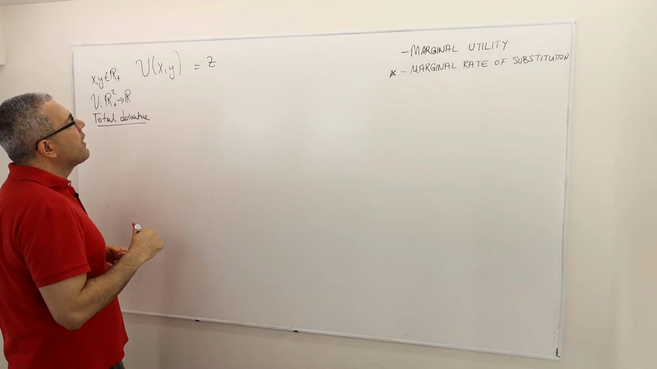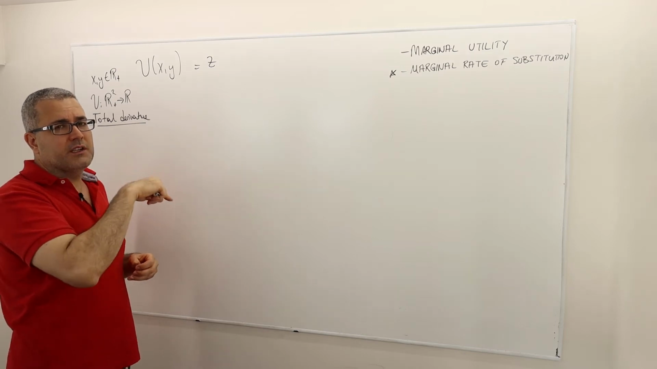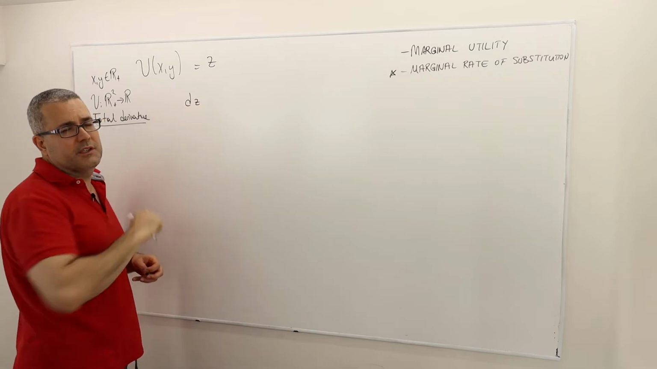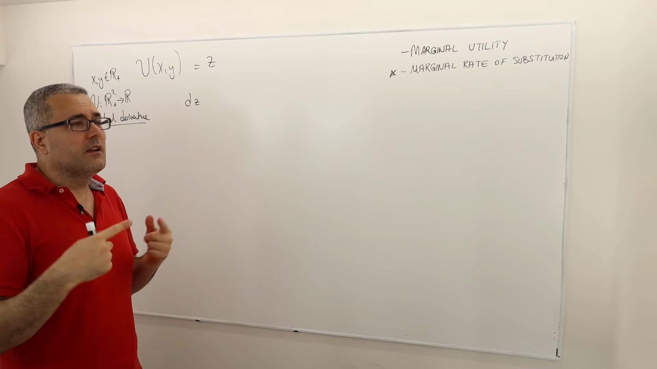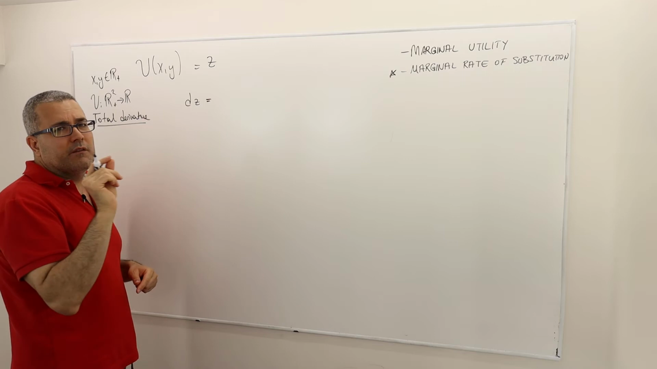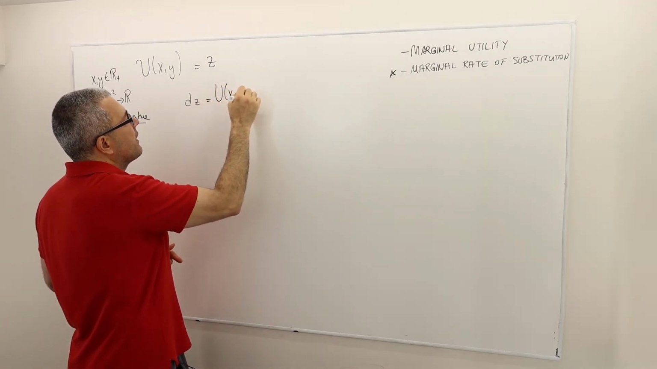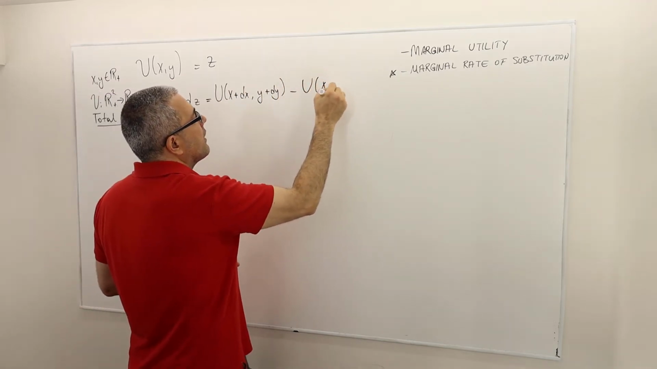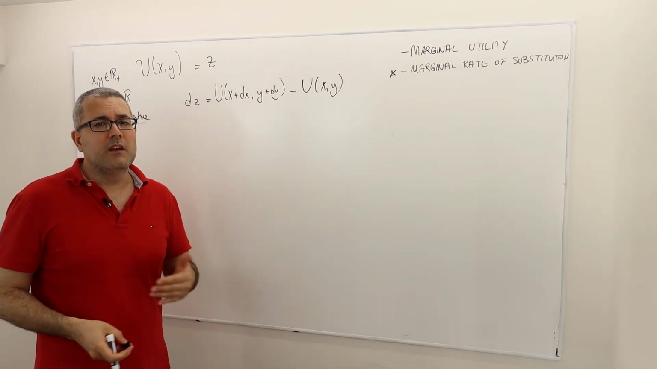What I want to calculate is not the new level of z once I change x and y, but instead the change in z. How much change in z, that is, how much change in the level of utility, will occur if I change x and y by a very tiny amount? That should be u(x plus dx, y plus dy) minus u(x, y). This is a definition, by the way. This is how we define the total derivative.